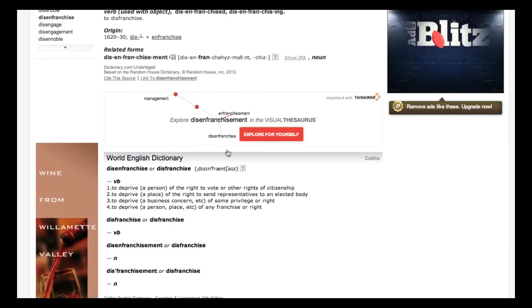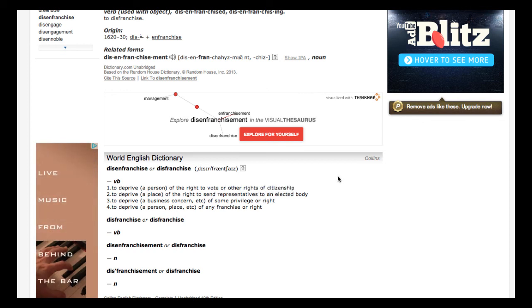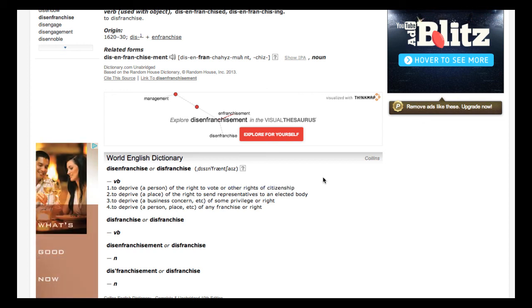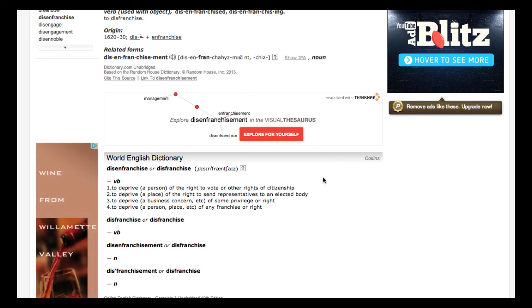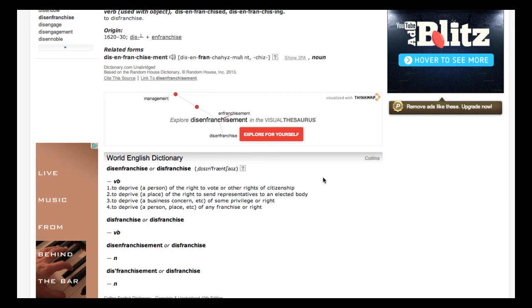So disenfranchise is to deprive a person of the right to vote or other rights of citizenship. So disenfranchisement is the result of African Americans being disenfranchised, not being able to have the right to vote or other rights of citizenship.